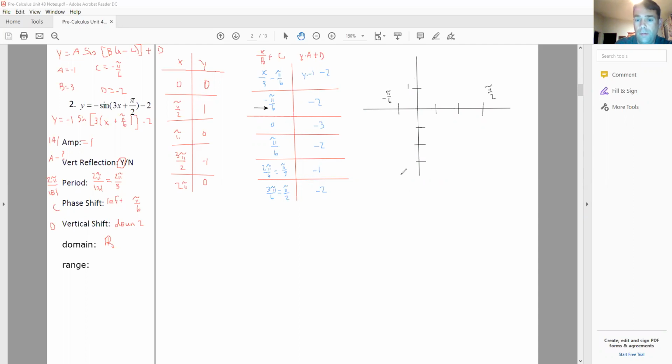So we're going to go ahead and make sure that we label our graph. You have to label the axes to get credit on it. So negative pi over 6 and -2, that's right here. 0, -3. Pi over 6, -2. Pi over 3, or 2 pi over 6, and -1. Now I can go ahead and tell my range here real quick. So my range would be from -3 to -1.